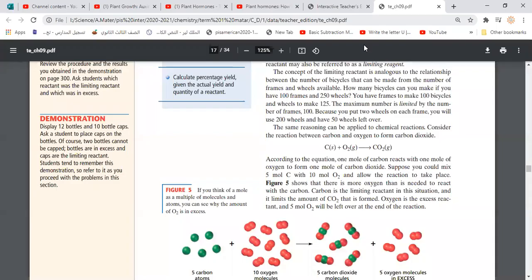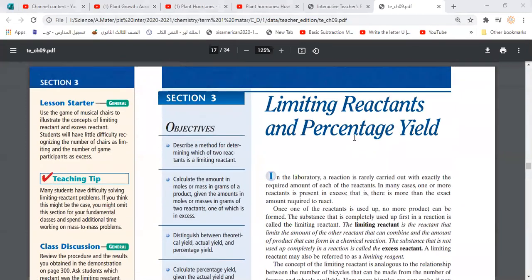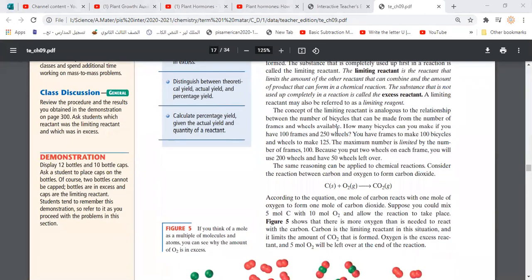Okay, guys, today we are going to continue the new section which we started yesterday. We started section 3, which is the limiting reactant and percentage yield. We're still talking about stoichiometric calculations, and we should know something called the limiting reactant and the excess reactant. So, can anyone remind me what the difference is between the limiting reactant and the excess reactant, guys?